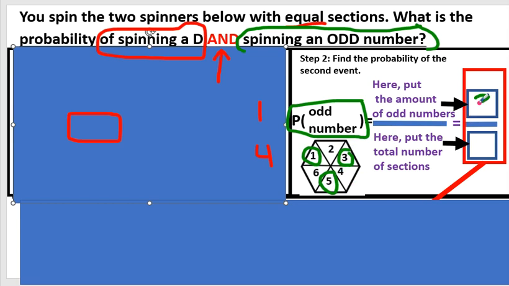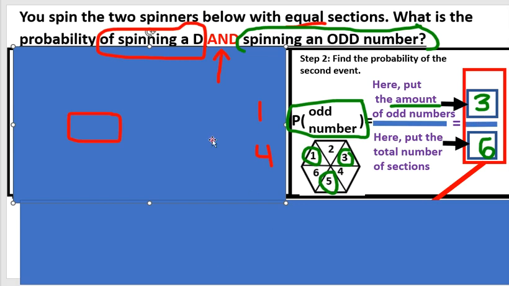3 odd numbers. We write 3 on the top because we're putting the amount of odd numbers. Here, put the total number of sections. So it's 1, 2, 3, 4, 5, 6. 6 equal sections. Even if it doesn't look equal, it says in the word problem that they are equal sections, so you assume that they are equal. And the probability is 3 out of 6. Or we can reduce this to 1/2.